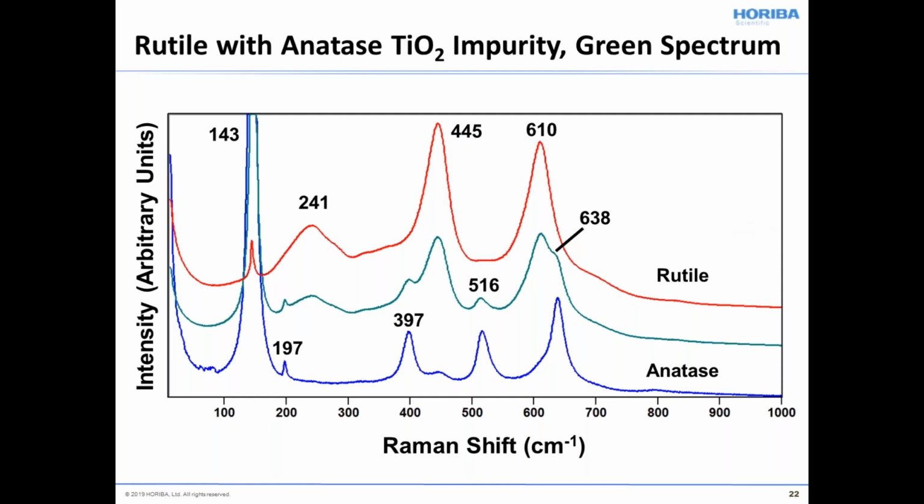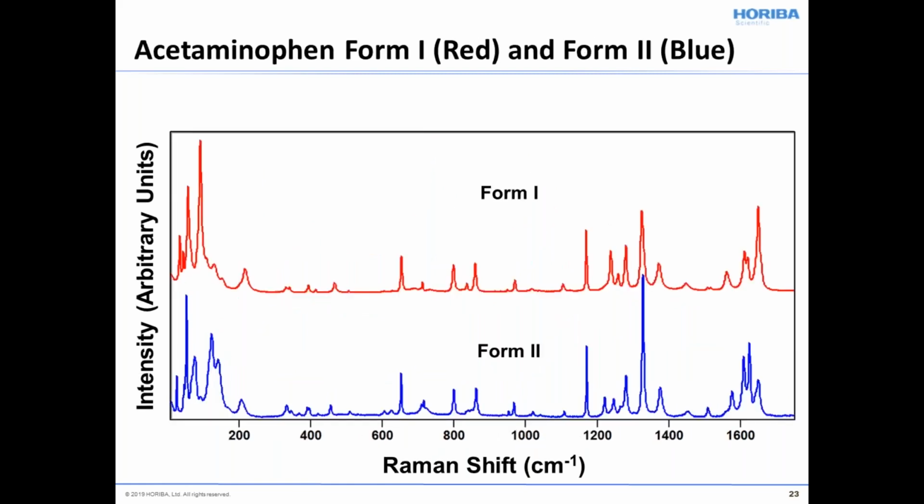So again, just a reminder of the sensitivity to crystal structure, and if spatial resolution is important to you and you need to resolve different crystal forms on a microscale, then micro Raman spectroscopy is one way to do that. Now we've talked about inorganic compounds. What about organic compounds and so-called molecular crystals? Well, here are Raman spectra of two forms of acetaminophen, also known as paracetamol.